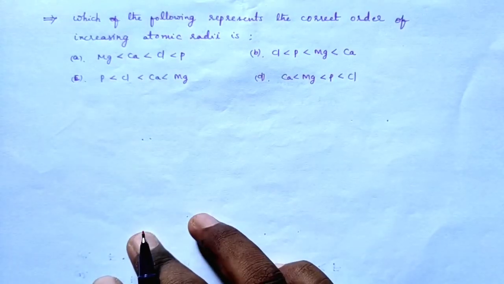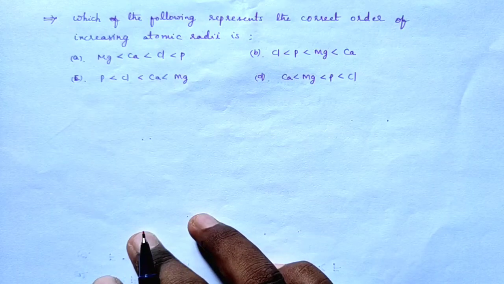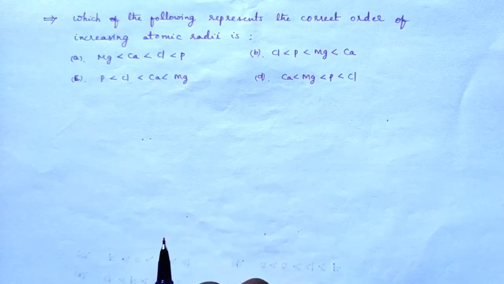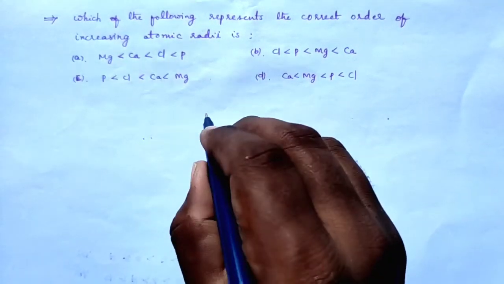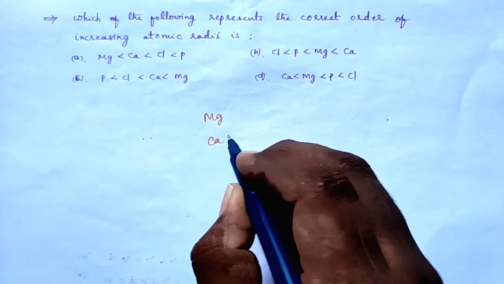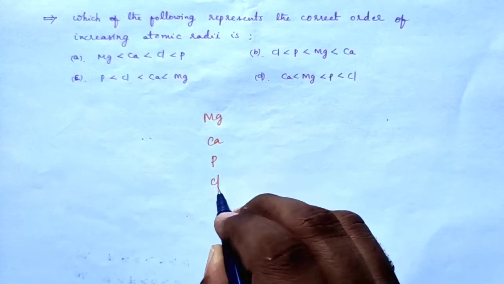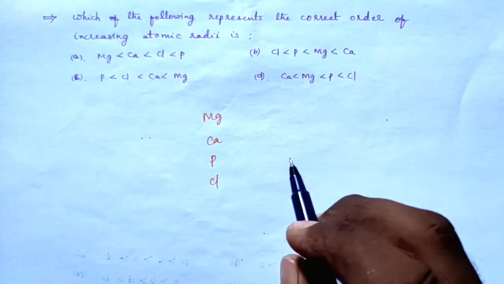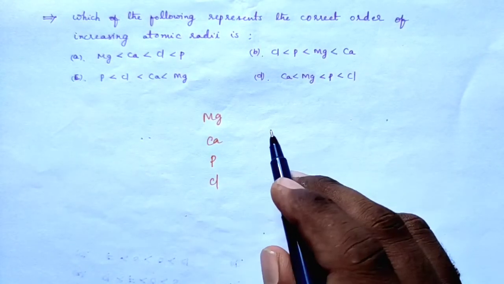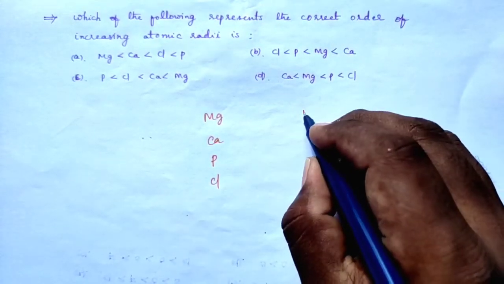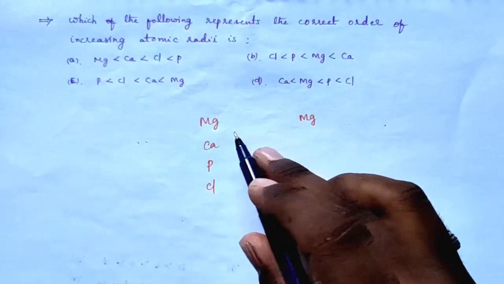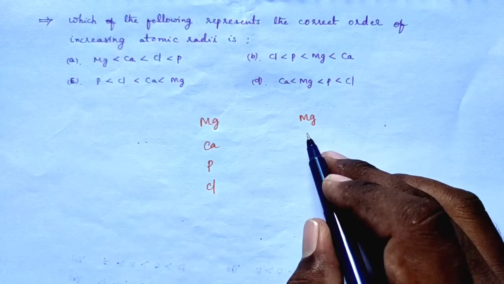Let us discuss this question. Which of the following represents the correct order of increasing atomic radii? They have given four options. If you observe all four options, they have given four elements: magnesium, calcium, phosphorus, chlorine. To solve this question, you should have an idea of the existence of these elements in the periodic table. So I am arranging the given elements here according to the periodic table.